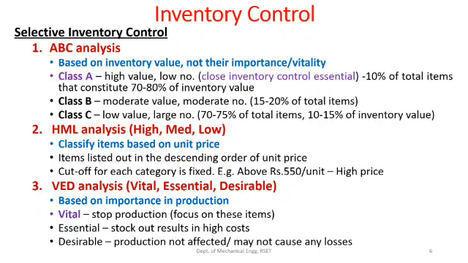Now class B items are moderate value and they are also stored in moderate numbers. So out of the total item quantity, they constitute about 15 to 20%. And class C are those items which are low value but they are kept in very large volumes.